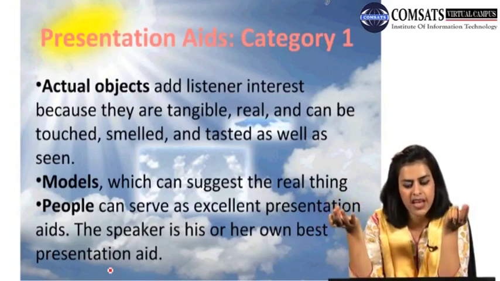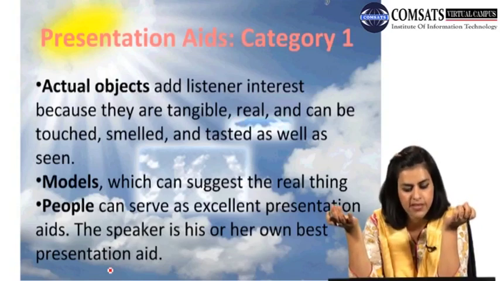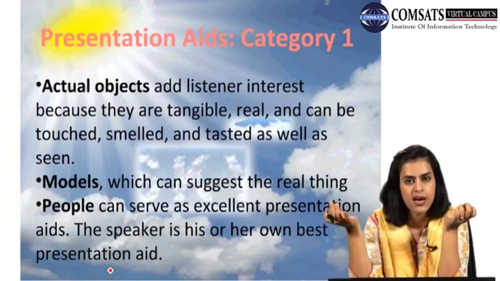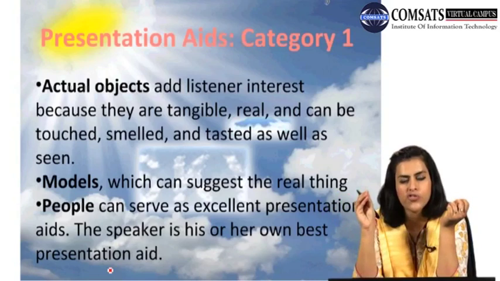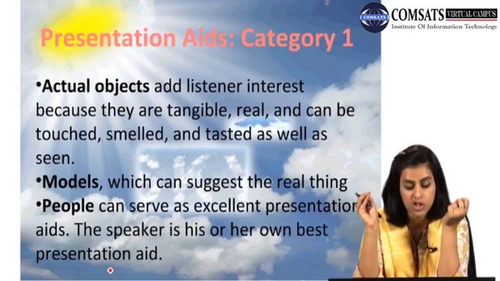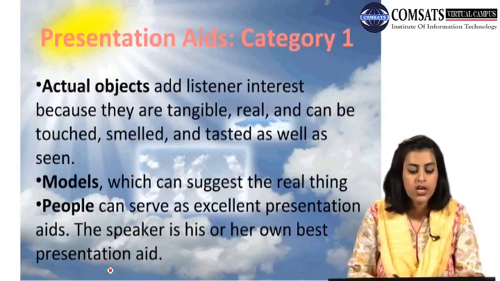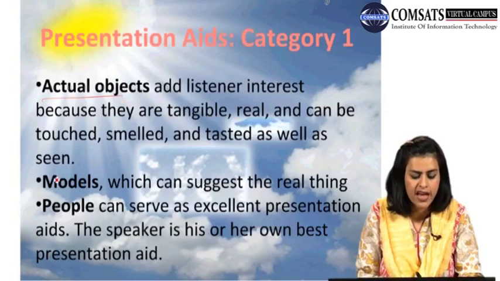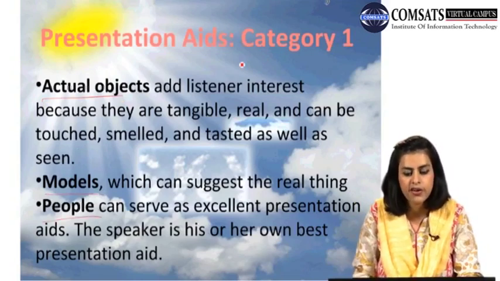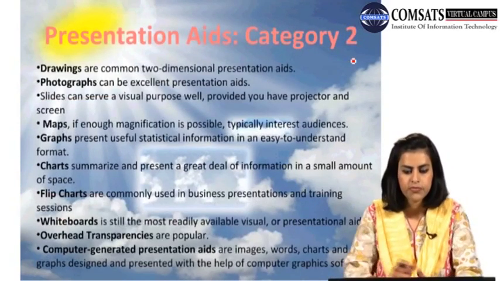They can be models which can suggest the real thing, or people can serve as excellent presentation aids. You yourself can also be one of the very good presentation aids. The speaker is his or her own best presentation aid, as I have already explained to you. So actual objects, models and people can be the first category of the presentation aids.